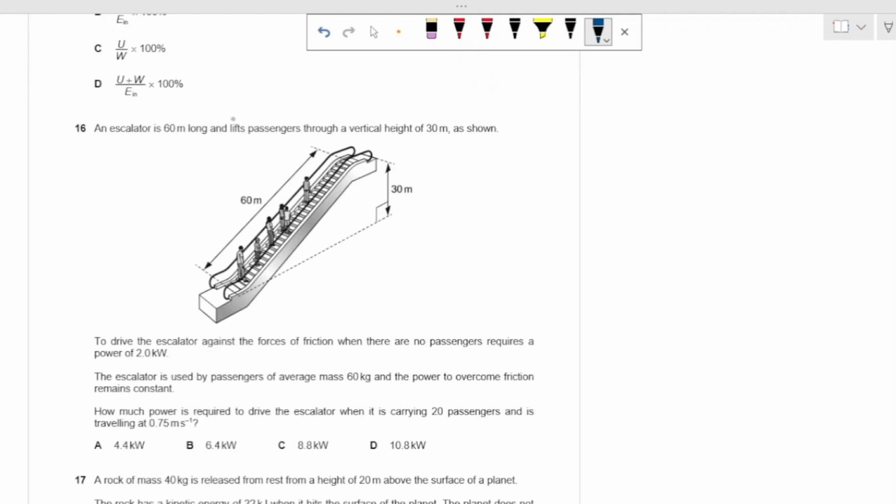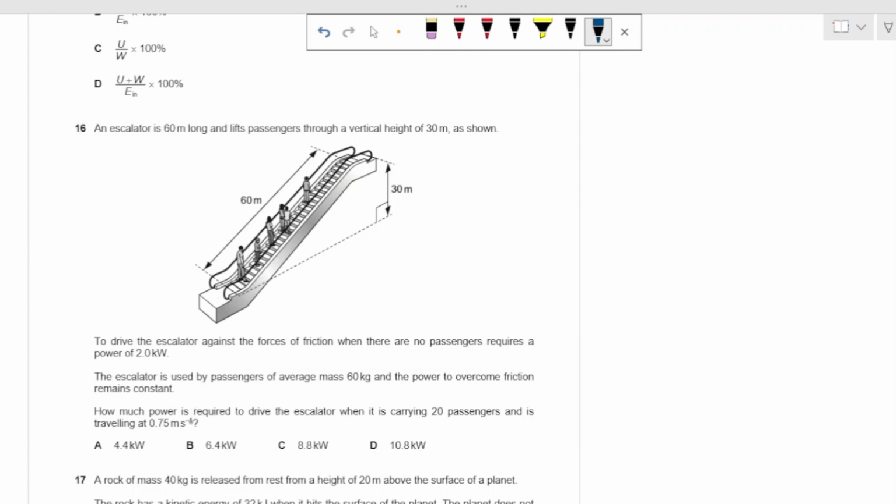Question 16. An escalator is 60 meters long and lifts passengers through a vertical height of 30 meters as shown. To drive the escalator against the forces of friction when there are no passengers requires a power of 2 kilowatts. The escalator is used by passengers of average mass 60 kilograms and the power to overcome friction remains constant. How much power is required to drive the escalator when it is carrying 20 passengers and is traveling at 0.75 meter per second? Alright, so let us see exactly what they're asking us.